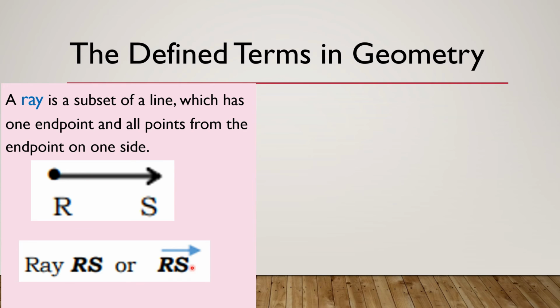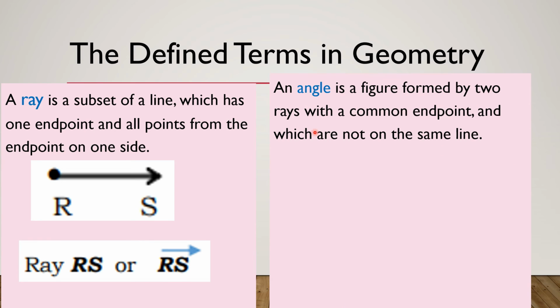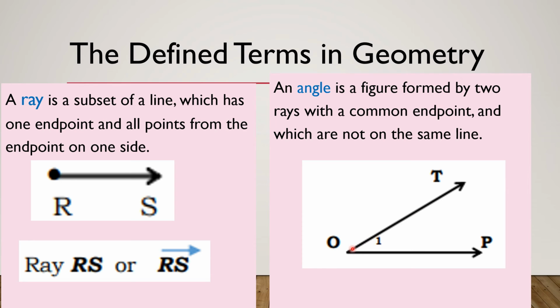So we can name that one using ray RS or RS with a ray symbol on the upper side of our letters. Another one, an angle. An angle is a figure formed by two rays with a common endpoint and which are not on the same line. So here is an illustration of the angle. There are two rays, dalawang ray having a common endpoint, ito yung common endpoint nila, which are not on the same line but are in different lines, having a common endpoint. That is an angle.